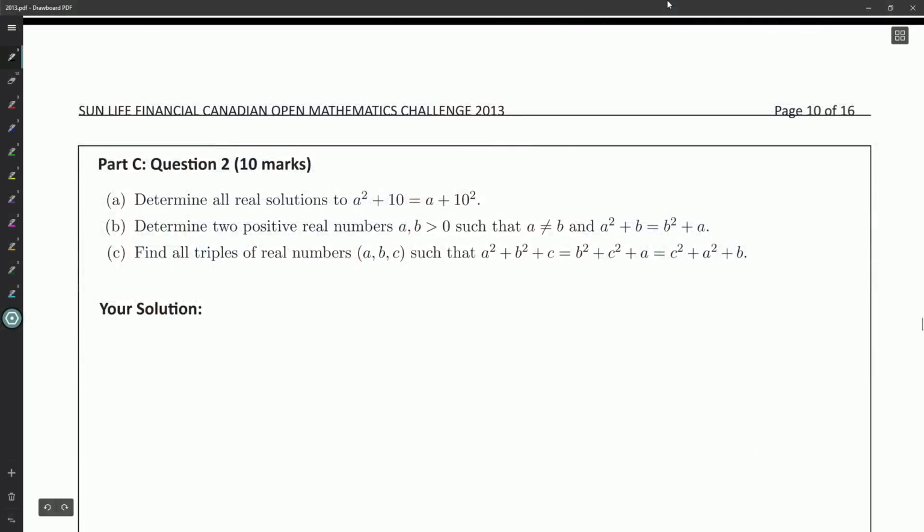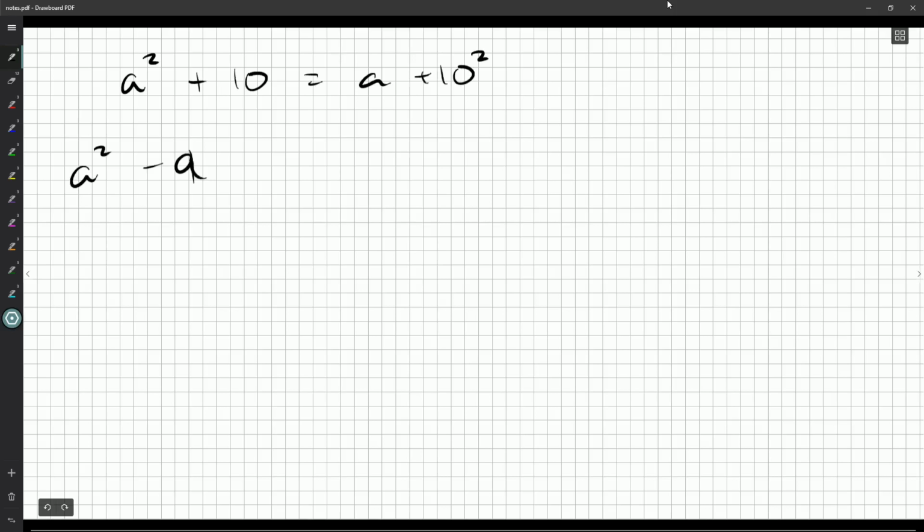A. Determine all real solutions to a squared plus 10 plus is equal to a plus 10 squared. So some nice symmetry here, and we might be able to exploit that, but of course this is just a quadratic, so we could instead just rearrange that. So bring everything over to the one side. 10 minus 100 will be 90. And so we could factor this.